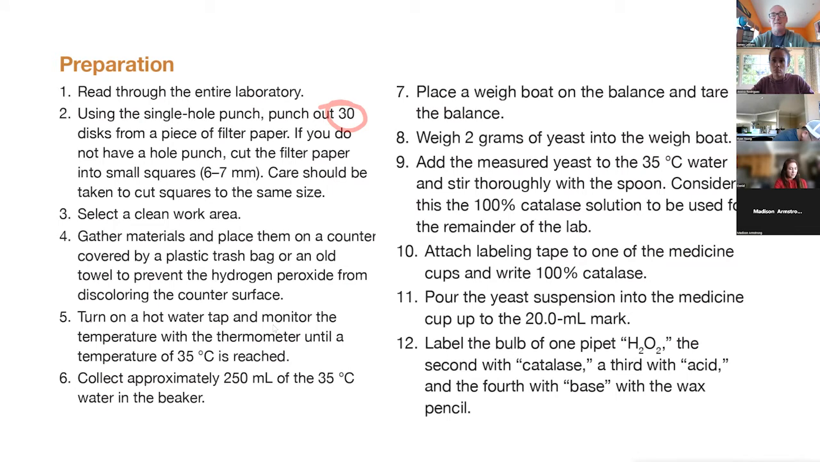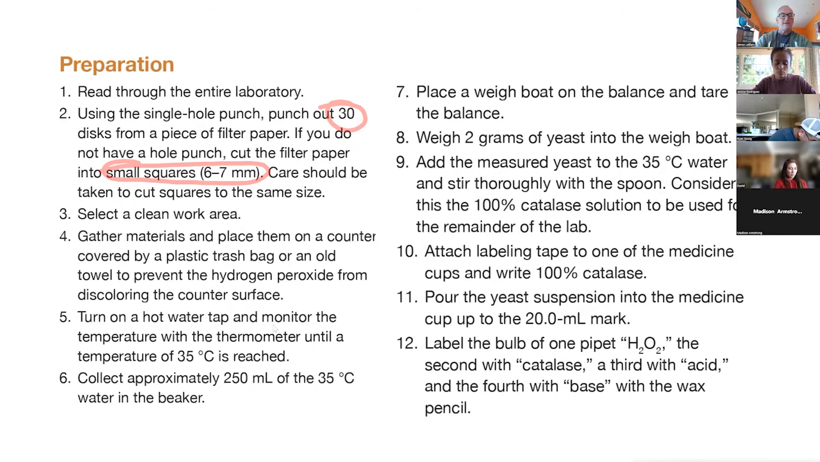If you don't have a hole punch, then you want to cut the filter paper into squares. Just take the ruler and make a grid. Squares should be like 6 to 7 millimeters a side, and then just cut them out. Make sure that they're really all the same size, because obviously if you have different masses of filter paper, it's going to take different lengths of time for them to be pushed up.